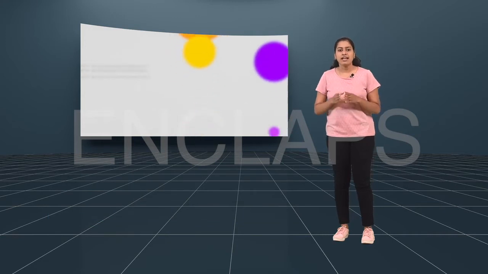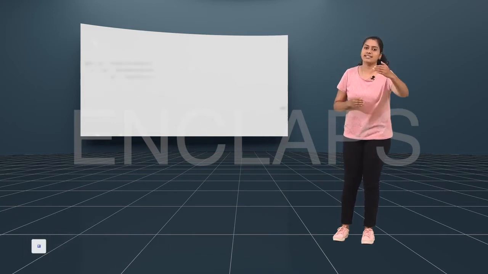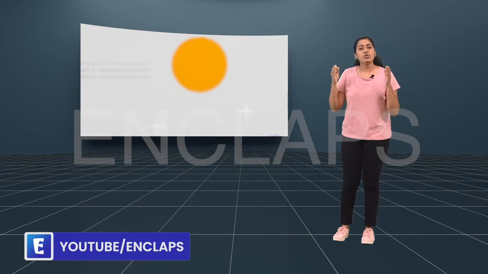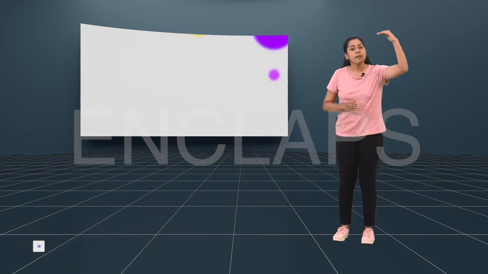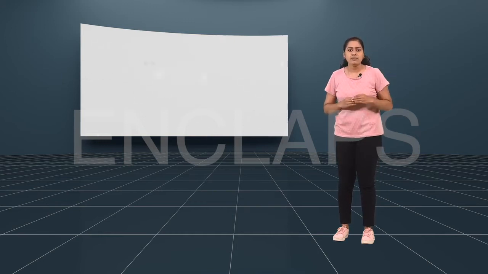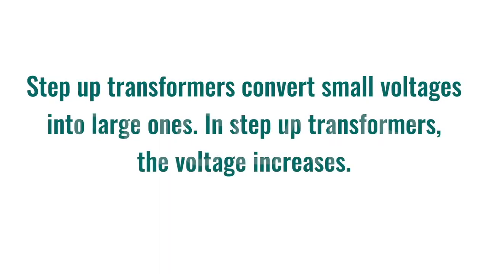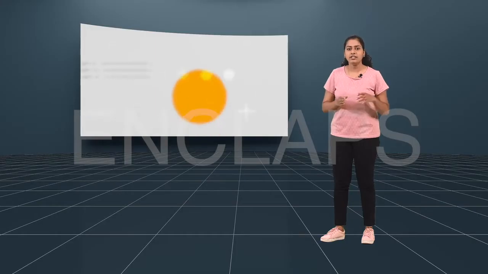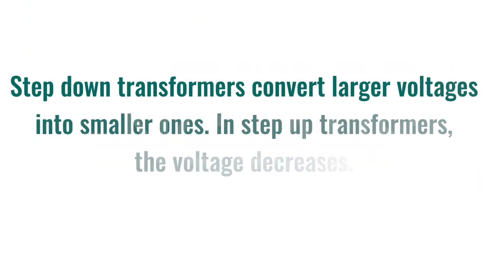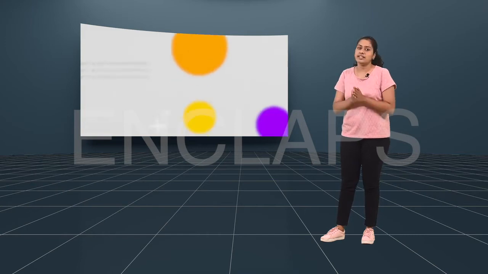Using a transformer, it is possible to change the amount of current and then transmit through long distances. That is, there are two types of transformers: step-up transformers and step-down transformers. Step-up is the name given to transformers that convert small voltages into large ones. In step-up transformers, voltage increases. Transformers that convert large voltages to small ones are called step-down transformers. Voltage is decreased here. Now, let's look at the similarities and differences between these.